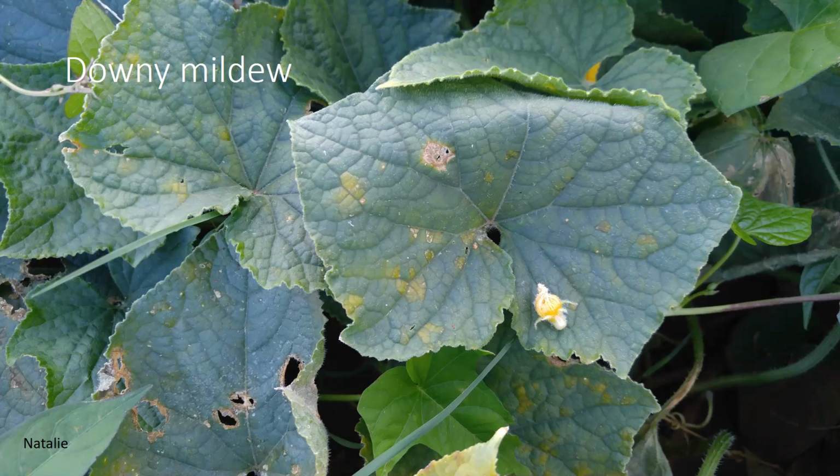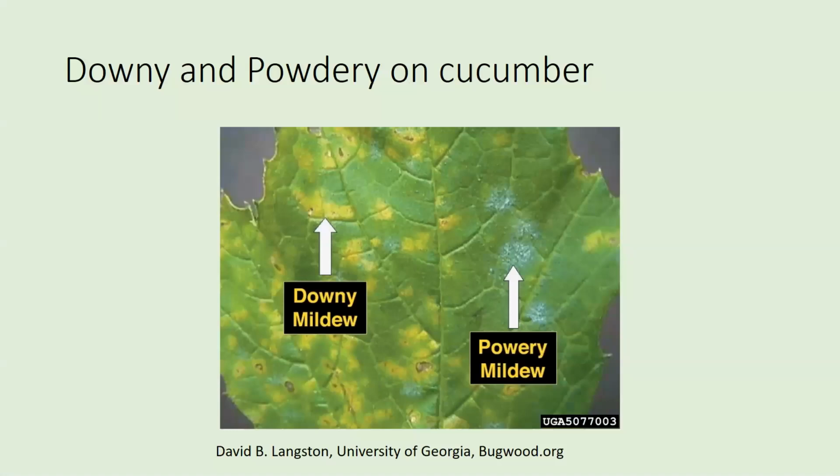And one that is often confused with downy mildew is powdery mildew. This plant actually has both of them on it together. On this one, you've got the downy mildew, which is the yellow, but it's on the underside. And powdery mildew is the white powder on the top of the leaf. You can have both of them at the same time on the same plant.